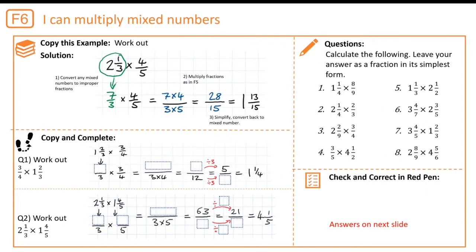Now we're moving on to F6, multiplying mixed numbers. Next, you'll see a 2-minute clip showing you the first part of this skill. You don't have to take notes because the examples are in your slides.